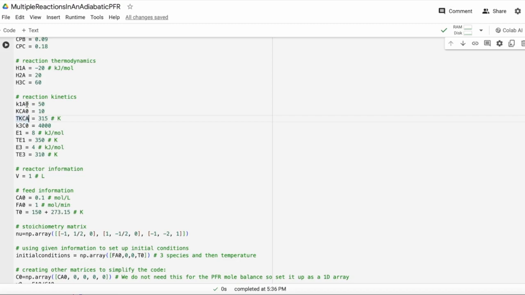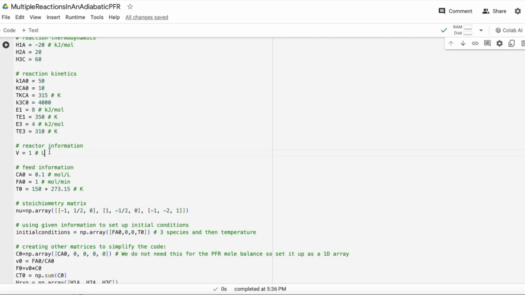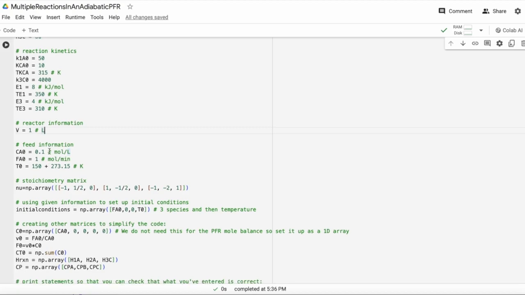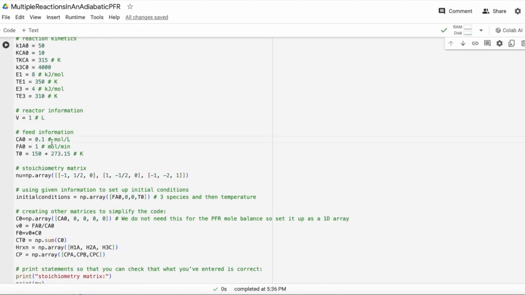Another thing to note here, I've added these zeros. These are my initial values for all of these quantities, and I'll show you why I'm doing that in just a second. This is my rate constant for reaction 3, and then I have my activation energy for reaction 1 and my activation energy for reaction 3, along with the temperatures that those particular rate constants are defined at. Okay, my reactor is going to be very small, 1 liter. My feed information, I'm given that here.